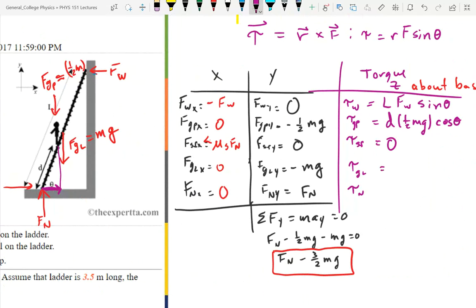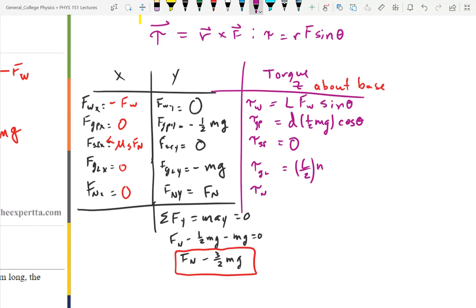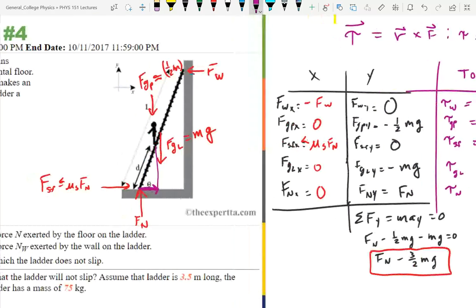Gravity of the ladder. Gravity of the ladder is a distance L over 2 from the base because it's at the center of mass. Has a force of mg. And once again, that's the horizontal distance, so I have cosine theta. And finally, torque from normal. What's the torque from the normal force about the base? 0. It wouldn't make it rotate about the base.